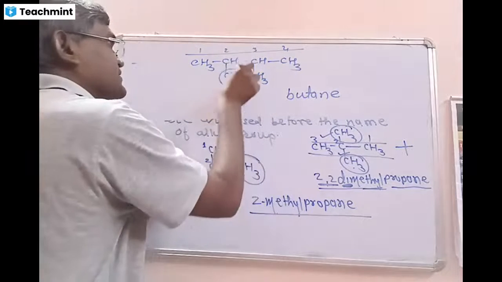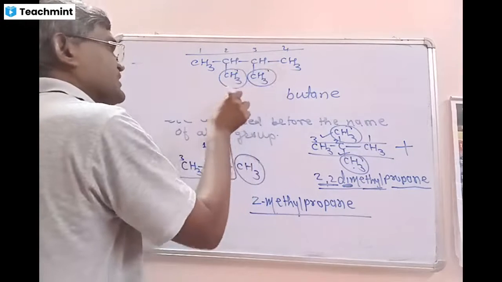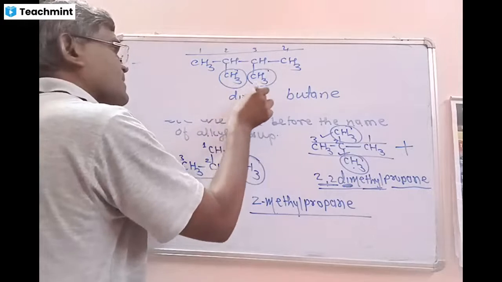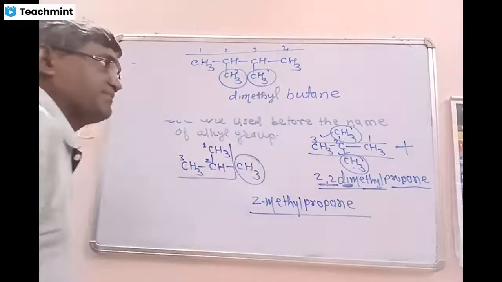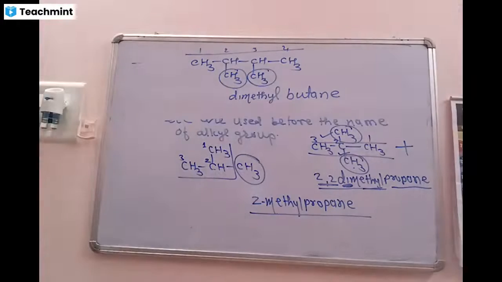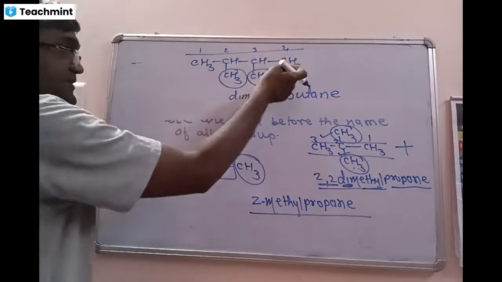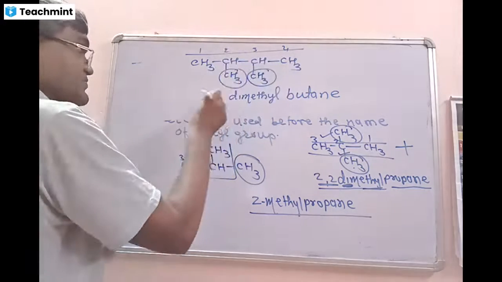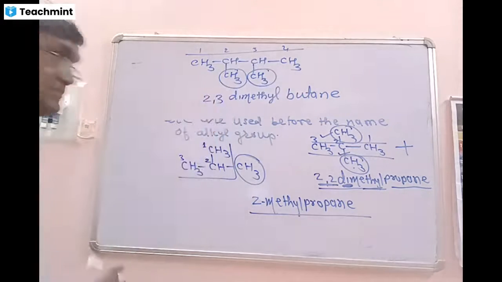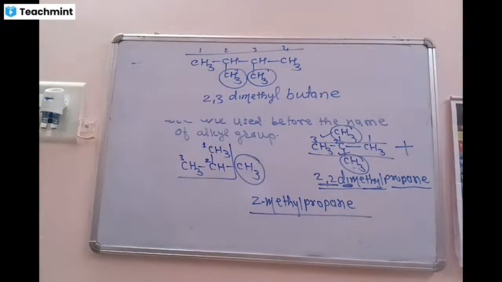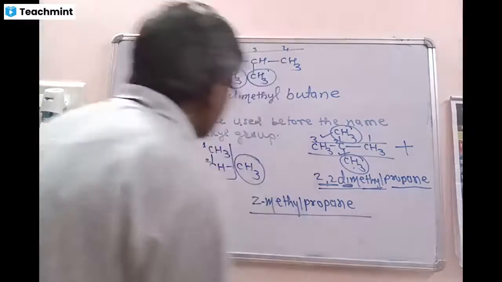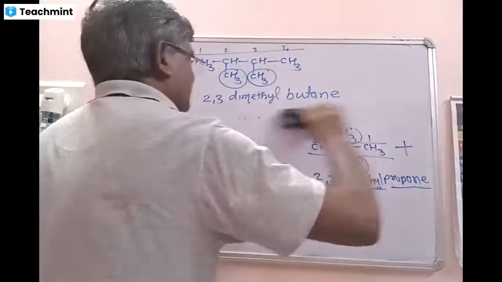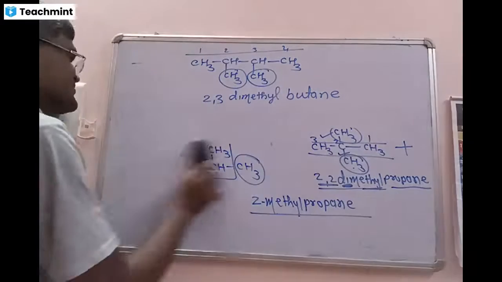Then these are the alkyl groups present along the side chain. So I will write dimethyl. Is it not? Yes. Okay. Now the carbon numbers are 2 and 3. If we number from the other side also, it will be 2 and 3. So I will write 2, 3. You got this name? Yes. Okay. Where should I write?